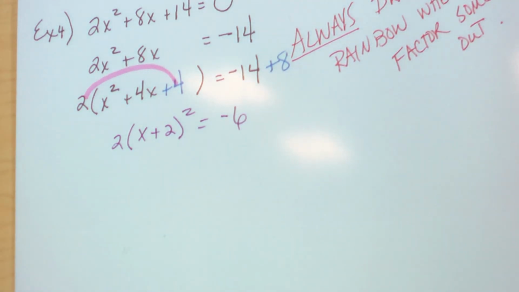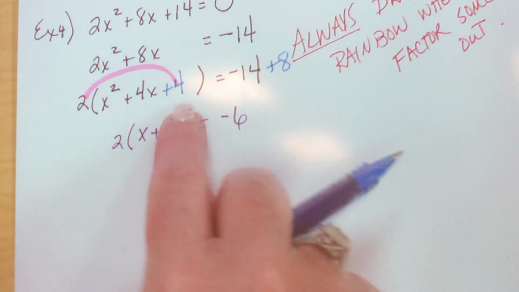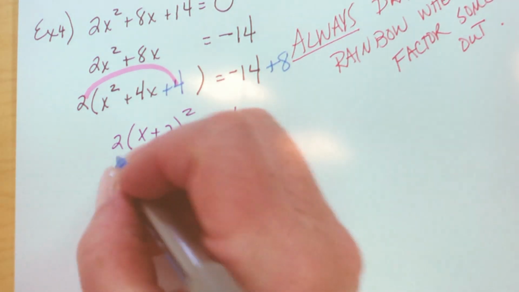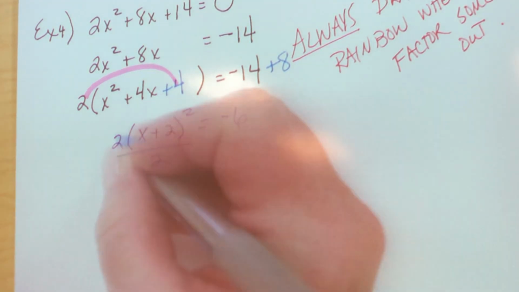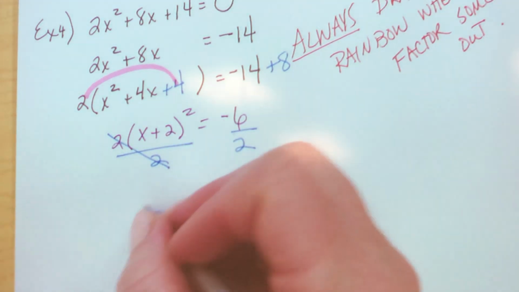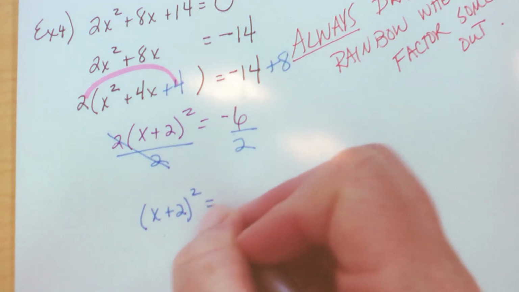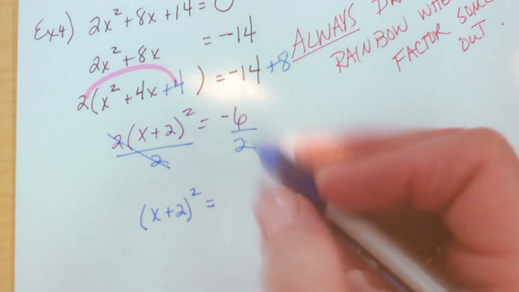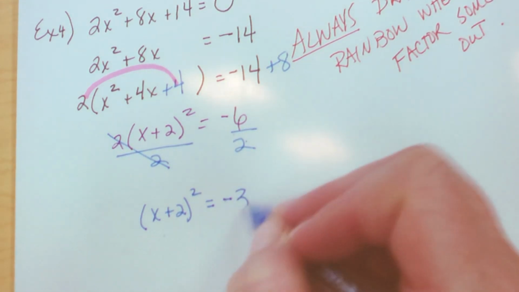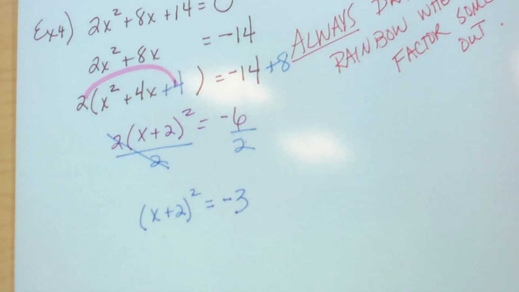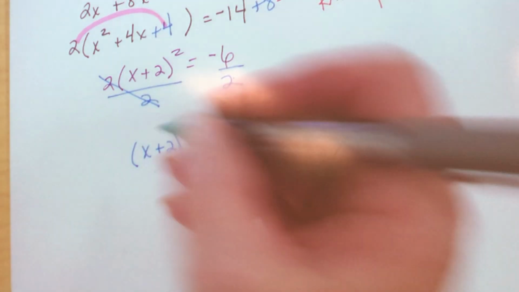Okay, we're back to our homeland. You've done this before. Now we divide. You cannot take a square root until what you have squared is all by itself. So now you divide. They go away. X plus 2 quantity squared is equal to, what's negative 6 divided by 2? Now what am I going to do? Square root. You ought to be working down, people. You're right at home now.